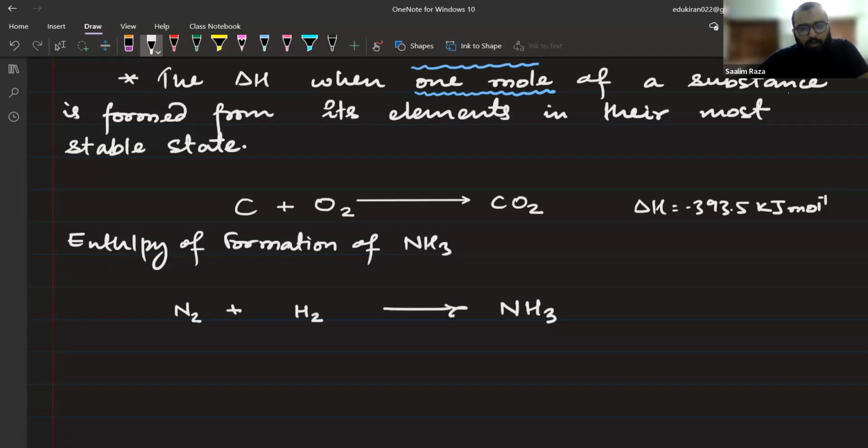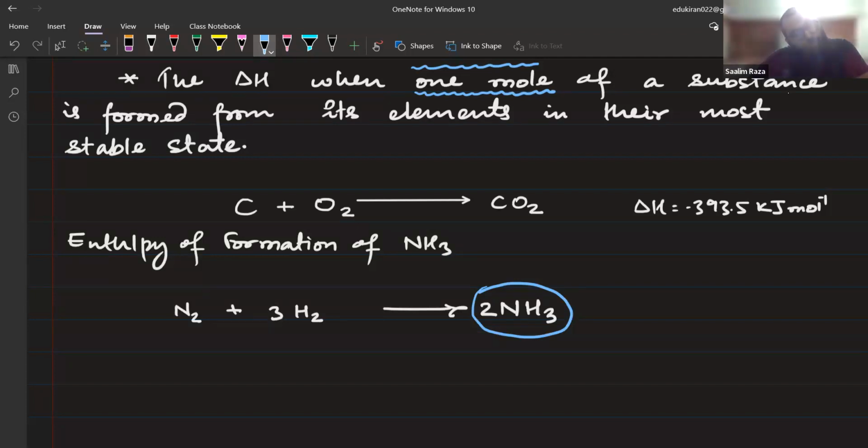But please remember, you will not balance this reaction as you used to balance it in the previous classes. You used to do it like this, right? 2NH3, and then you used to write here 3. You remember this? But please see what is happening. If I write 2NH3, then I am forming how many moles of ammonia? If I form 2 moles of ammonia, is it correct?